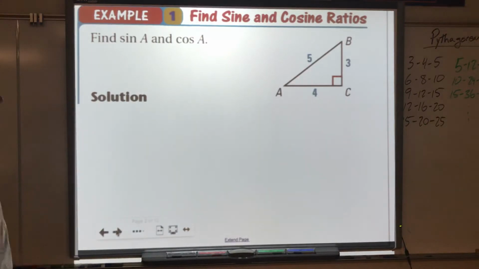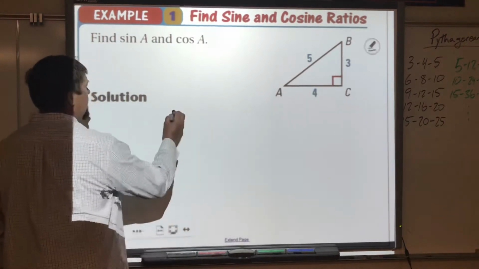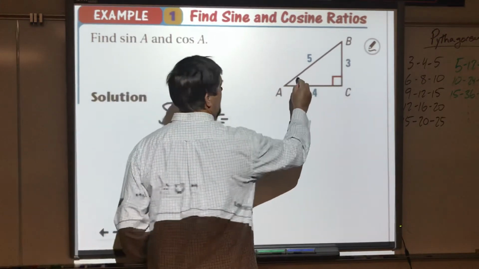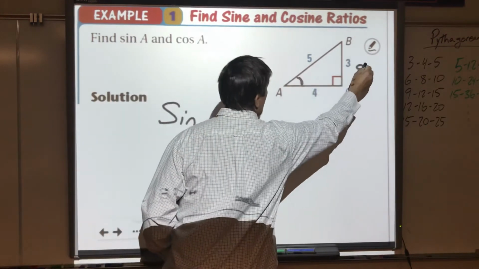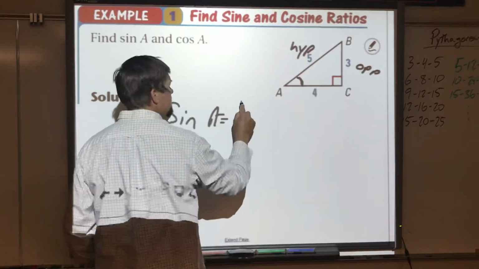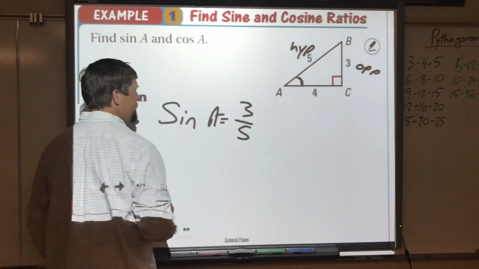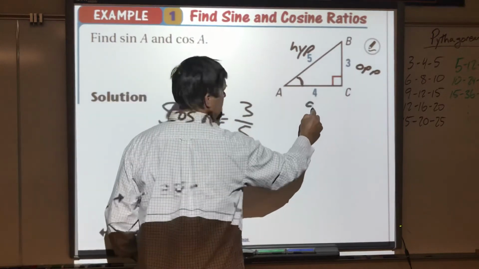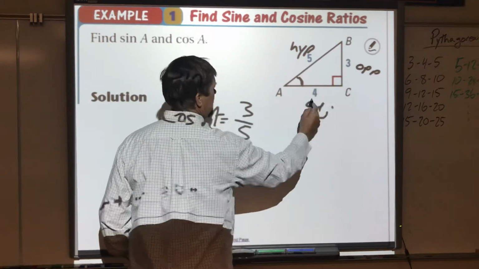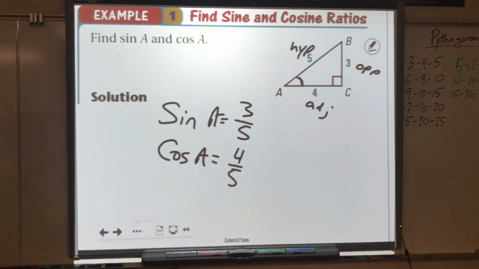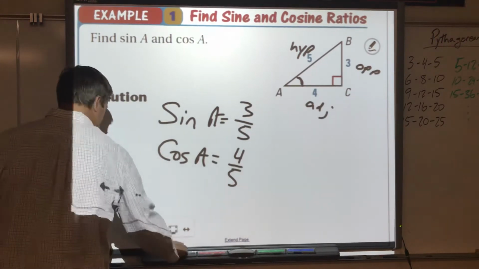So it says to find the sine of A. The sine of A, this is A, so this is your opposite, this is your hypotenuse. It's 3 over 5. The cosine of A is the adjacent leg, which is the leg next to it, over the hypotenuse. So therefore, the sine is 3/5, the cosine is 4/5.